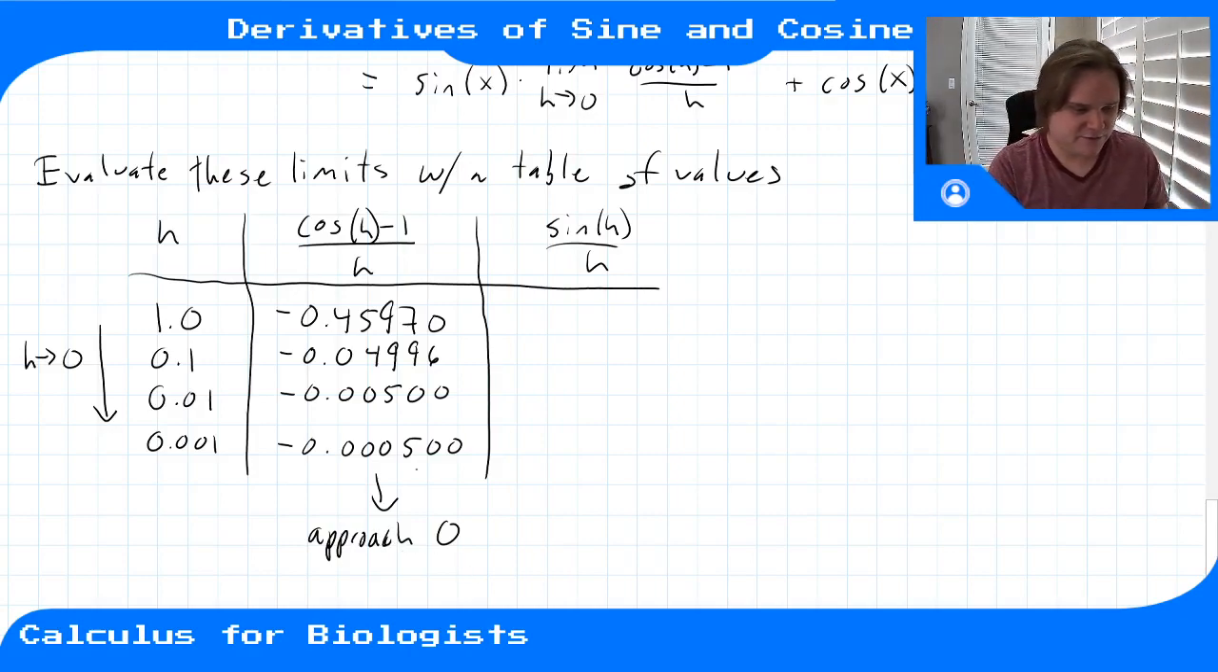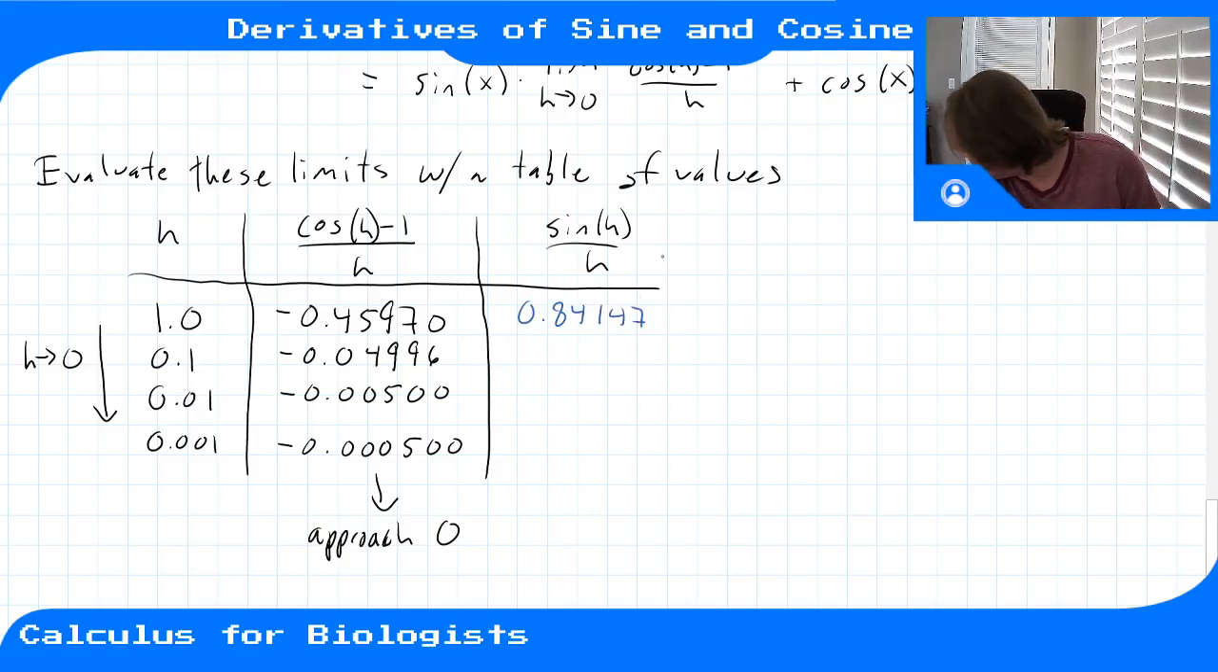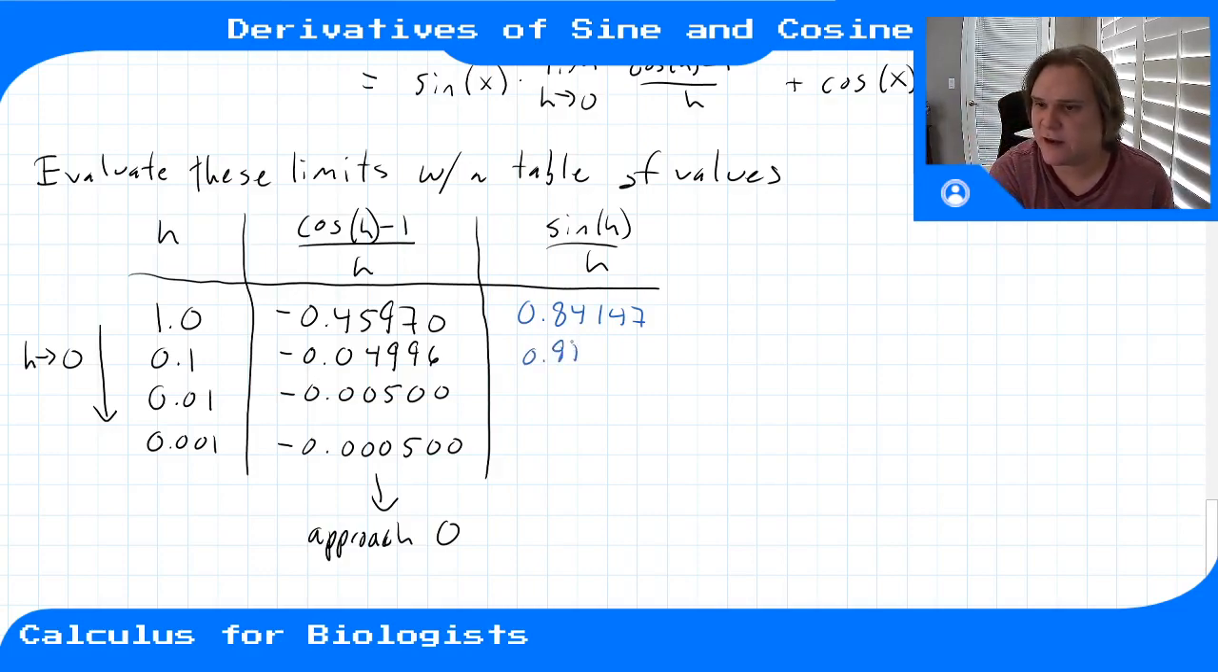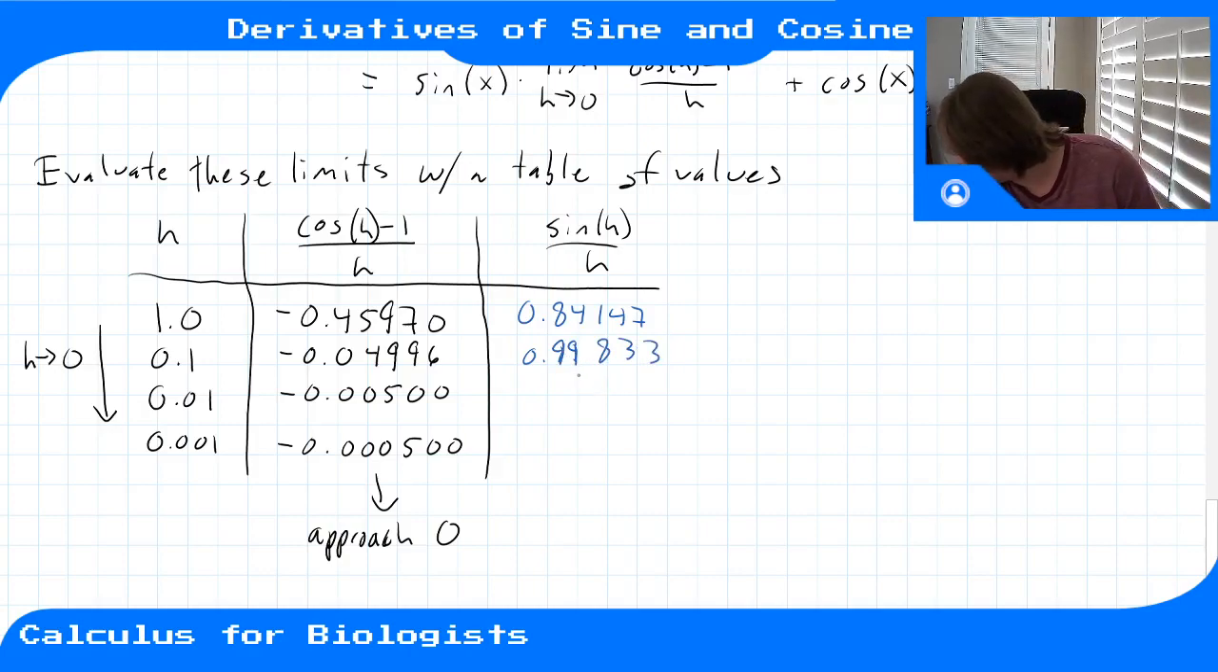Okay, and then we'll do the values of this other limit, sine of h over h. Right, so at h equals 1, sine of h over h is 0.84147. At 0.1, this term is 0.99833. All right, maybe you can see where this is going already.